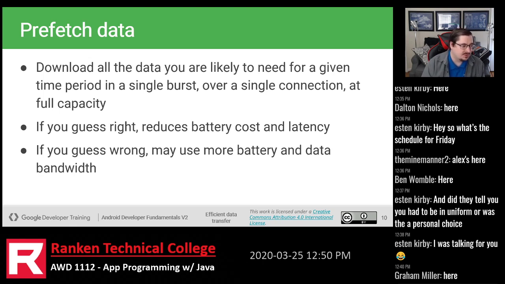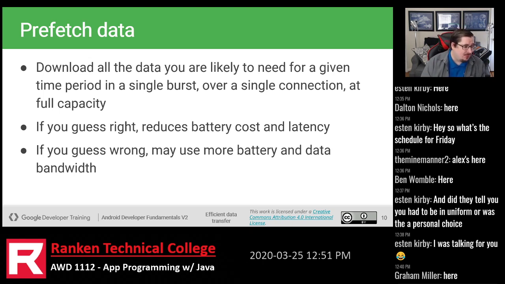Same thing with any sort of search results, is you can say, let's get those search results, but then let's also, maybe pick and choose, grab all the data for the first few results. That reduces potentially how much they have to load. Now, if we guess correctly, then great. This reduces battery life usage, reduces latency, because we've gotten all that data all at once. They don't have to wait to get that data later.